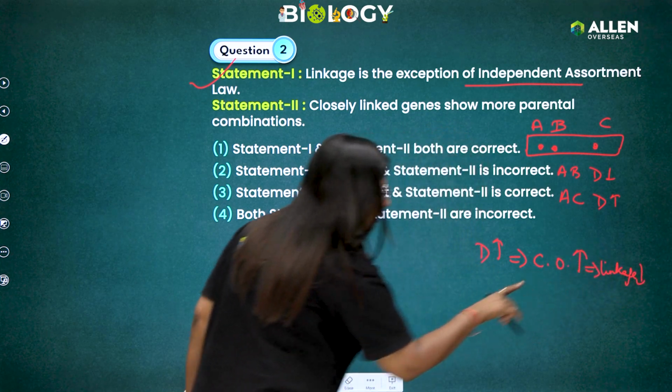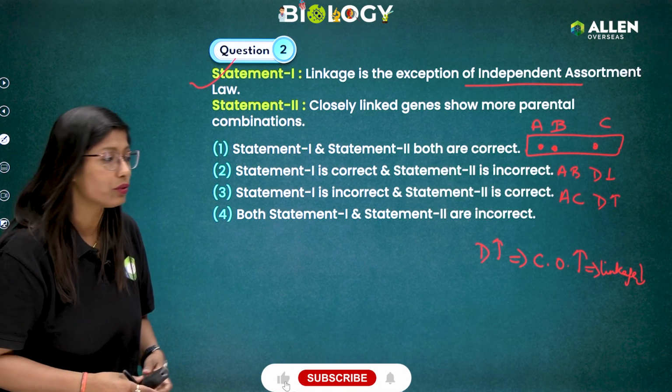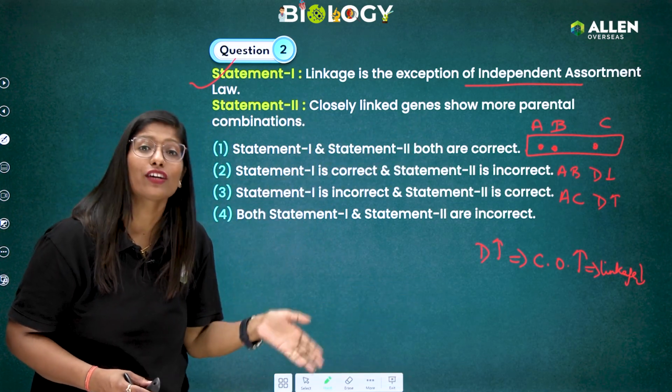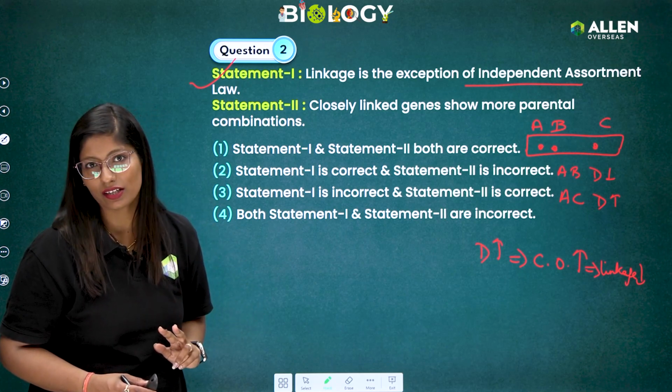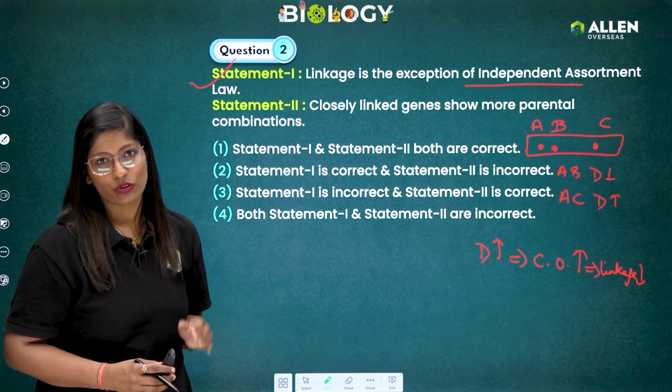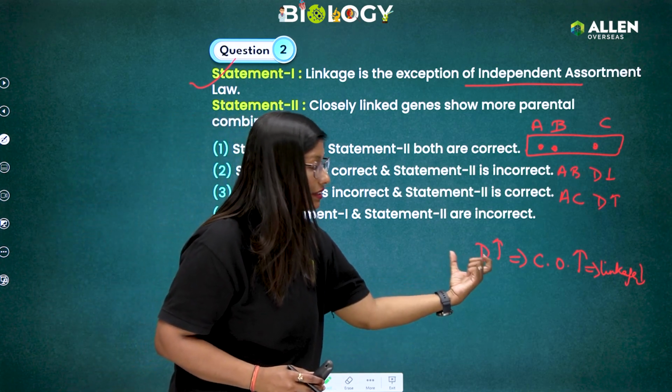So from here only, one more concept I'm going to tell you, that linkage is an exception to independent assortment and crossing over is opposite to linkage. Means if crossing over is more, linkage is less. If linkage is more, crossing over is less, and that is determined by the distance also.